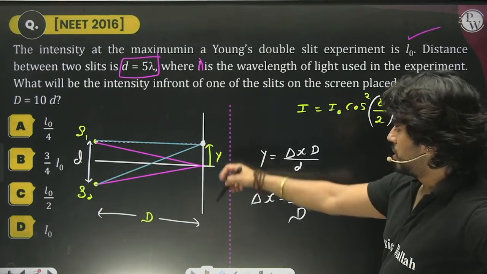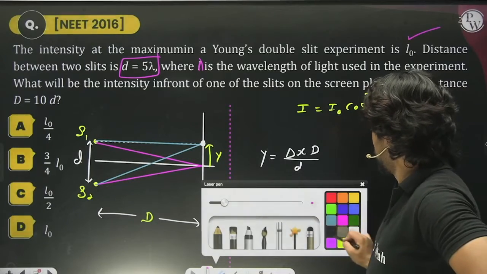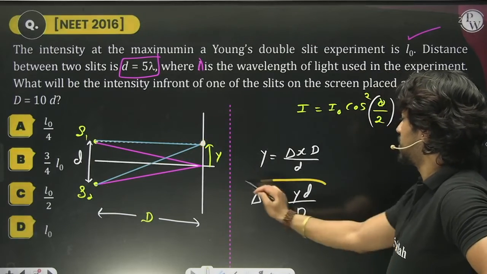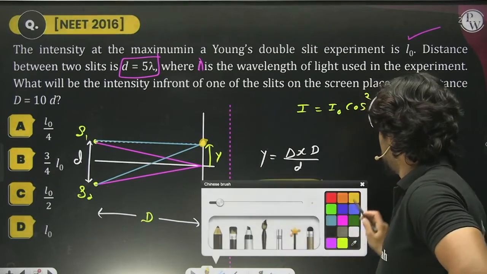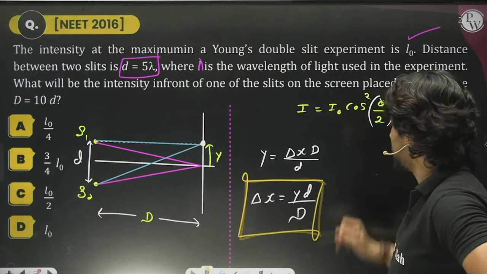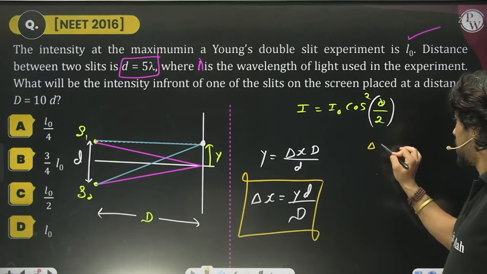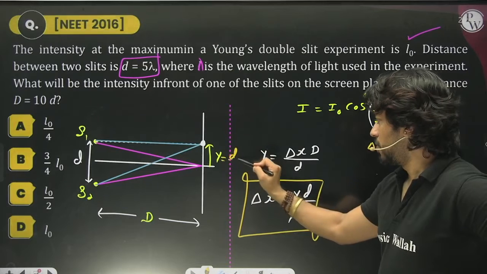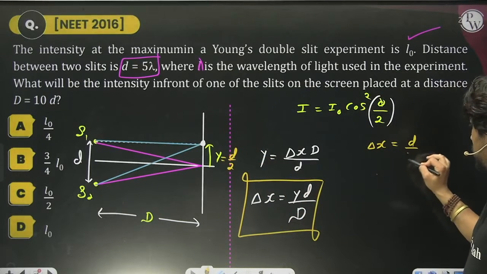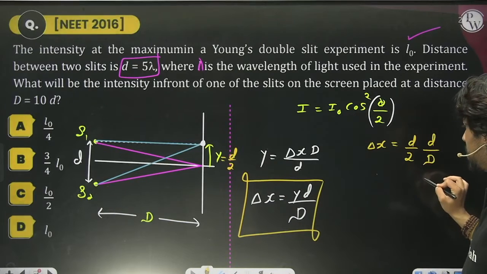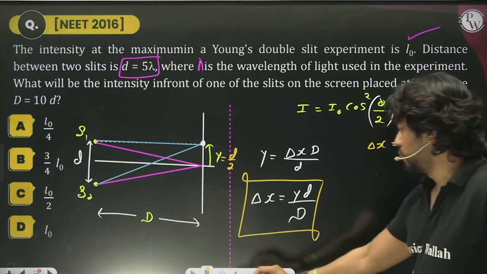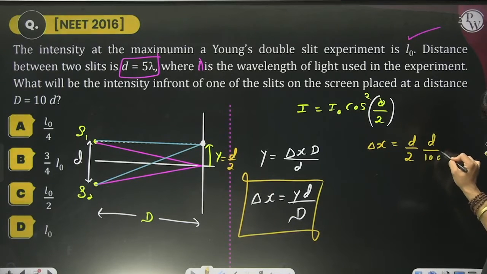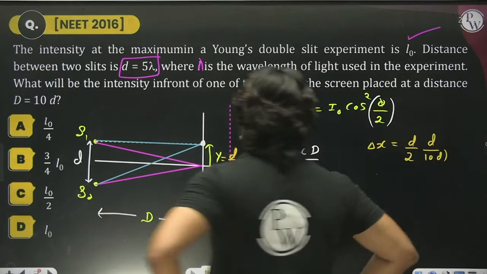So corresponding to this situation, you can say that there is going to be a certain path difference. How much is that path difference going to be? That path difference is going to be y, that's d by 2. y is d by 2 times d divided by D, and D has been given to you as 10d.